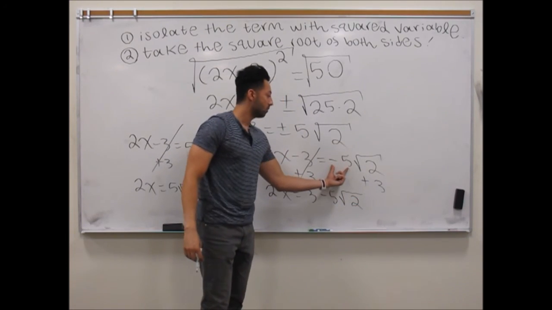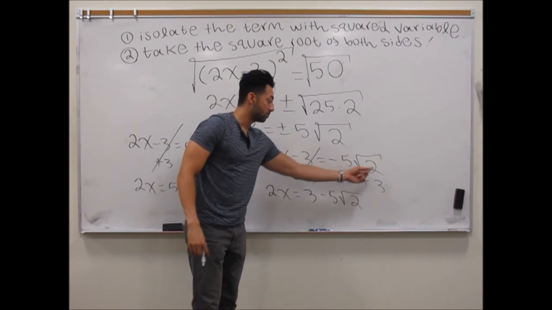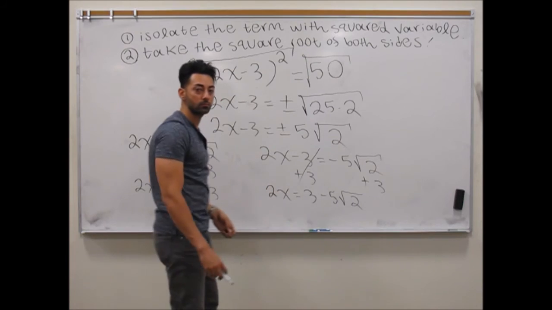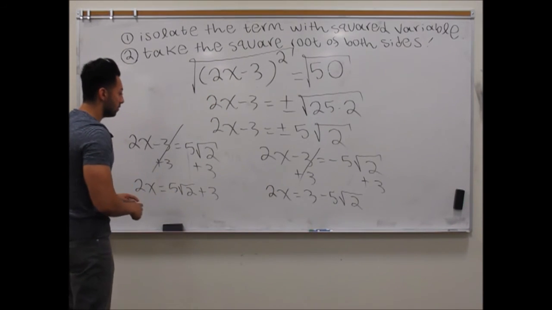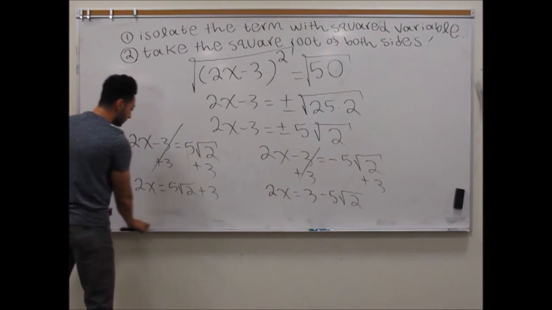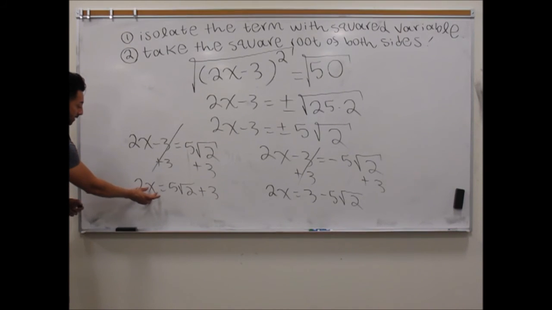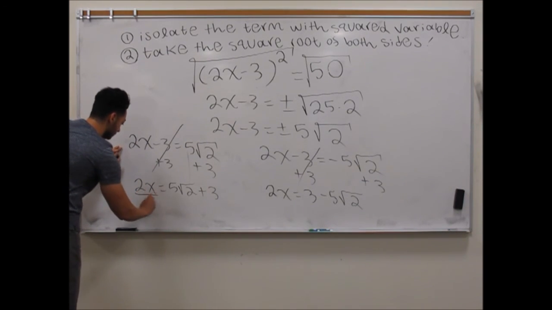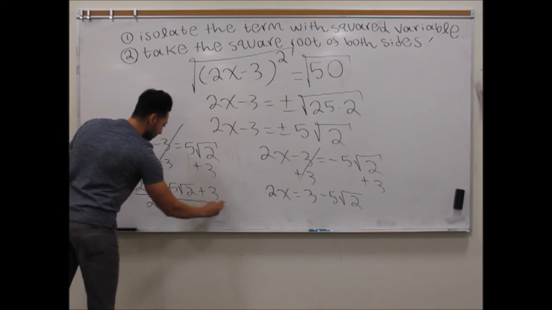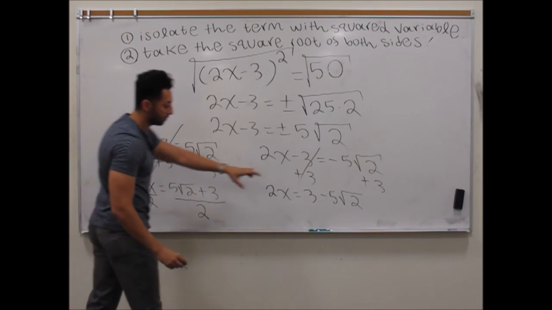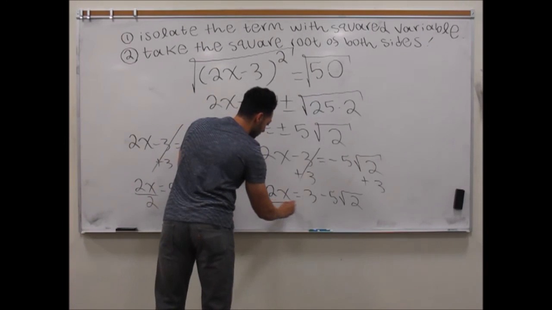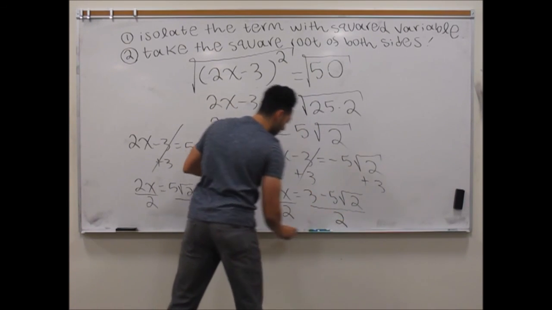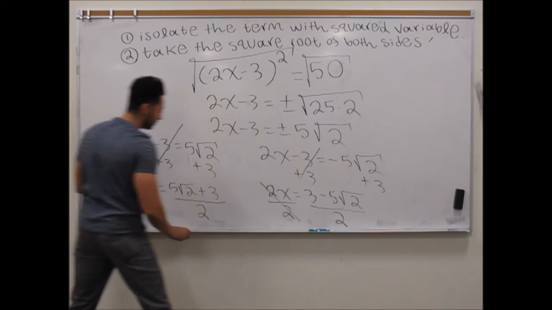Doesn't matter if you wanted to write negative 5 rad 2 plus 3. I just think that looks cleaner. It really doesn't matter. So, still moving on. We still haven't completely isolated the x. So now I just have to divide by 2. Notice I have to do the same thing over here, so I'm just going to divide by 2 also on this side. So these 2's would cancel out.